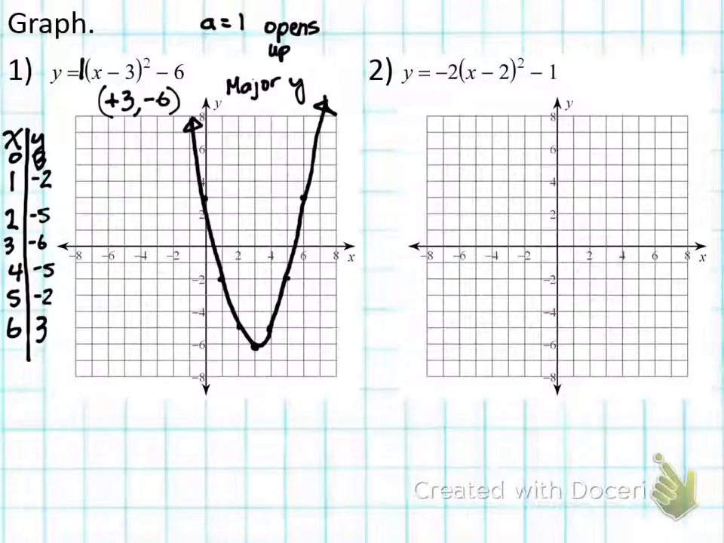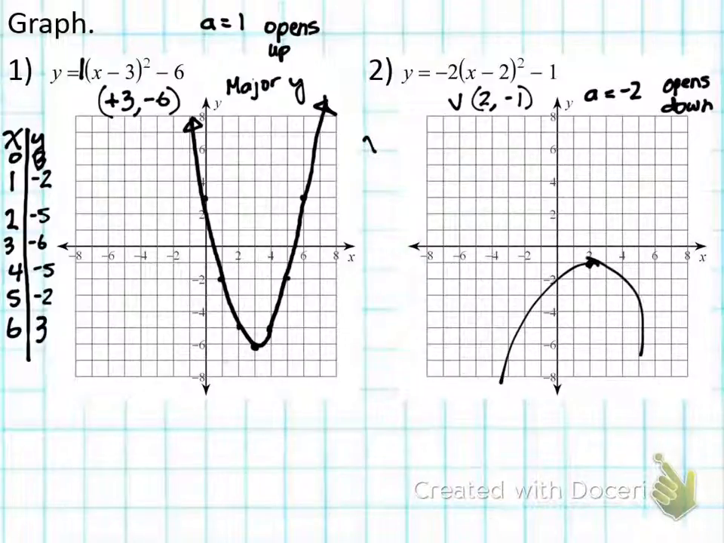Number two, first thing you want to do, make sure it's in vertex form. It already is. If it's not, we'll learn how to complete the square, put it there. Figuring out my h and k, x minus h, so my h is 2, and my k is -1. So I'm going to put that as my vertex. Next thing I do is figure out a. A is -2, so since a is -2, it's a negative number, we know it's going to open down. So I could plot my center, my vertex, and I know that it's going to be opening down like so.